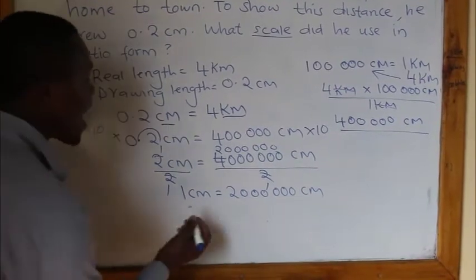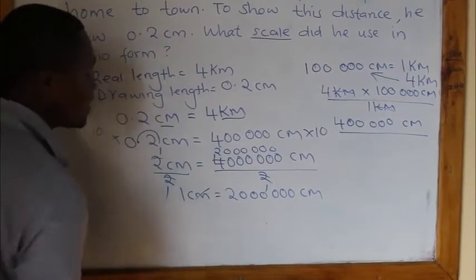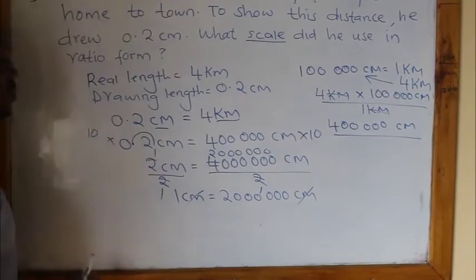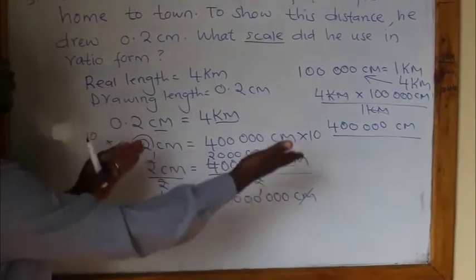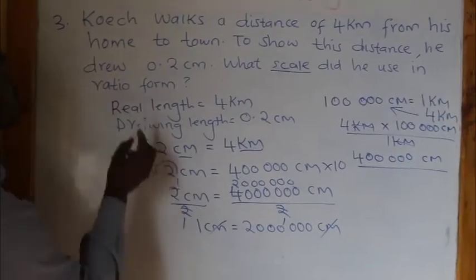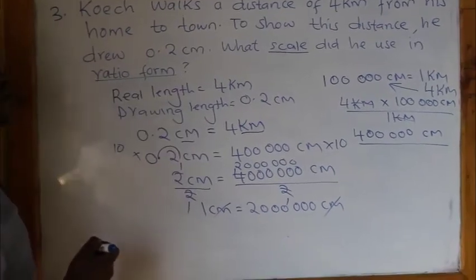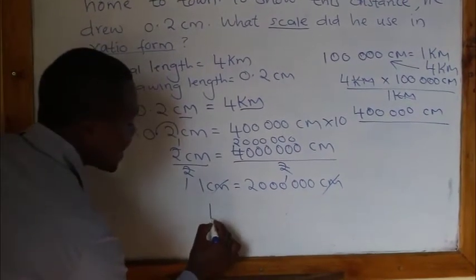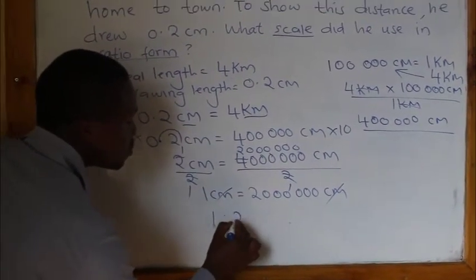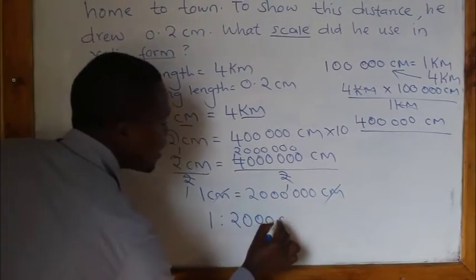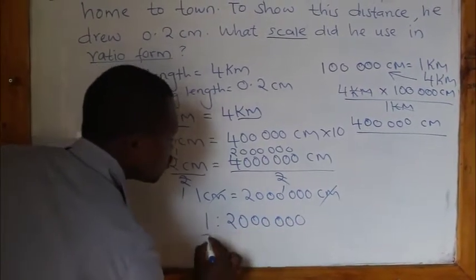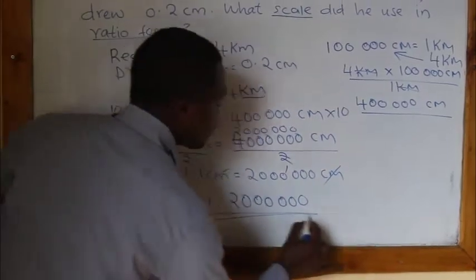So what I'll do here, I'll now simplify the centimeters and the centimeters because I told you in ratio form you don't write the units, because you've been told to write your answer in ratio form. So now you represent that 1 is to 2 million, like that. 1 is to 2 million. So this is your answer.